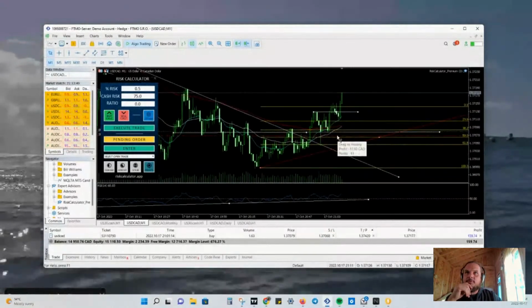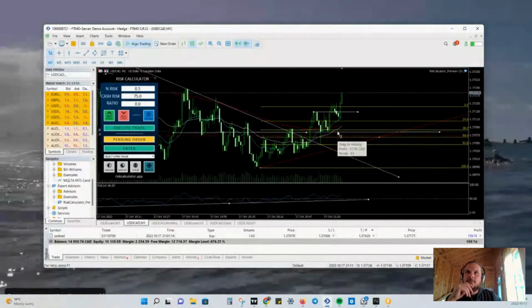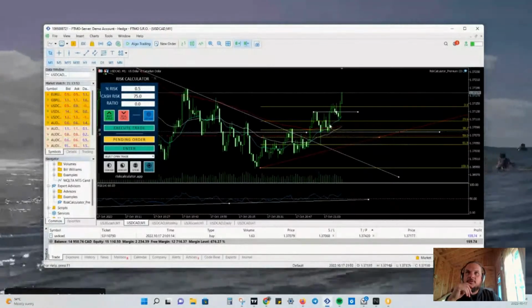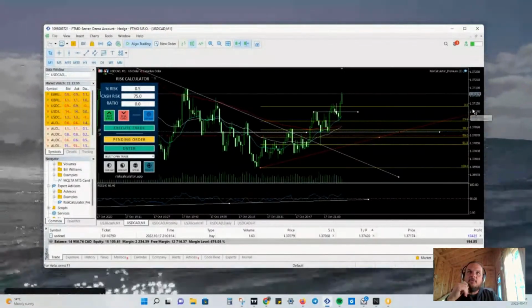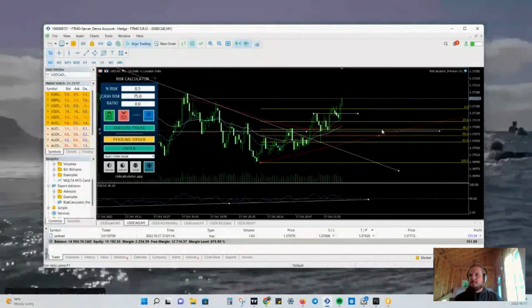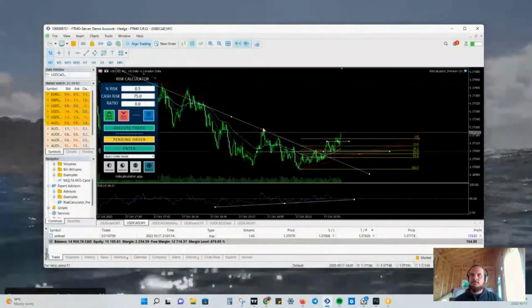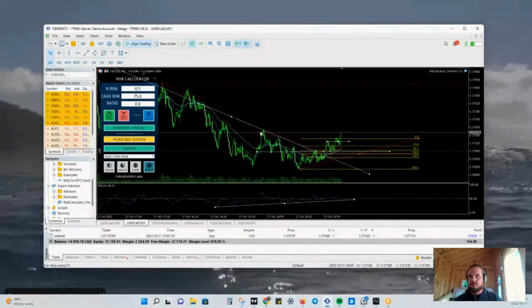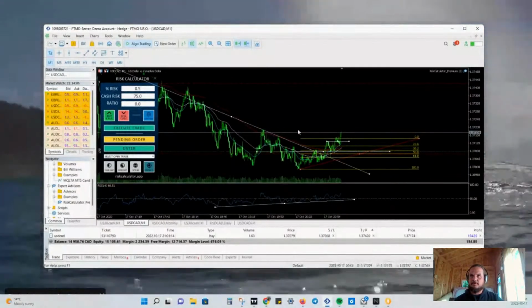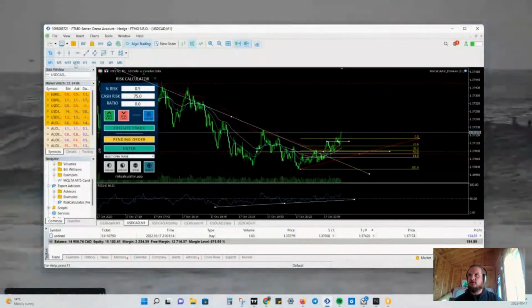I could bring my stop loss to somewhere in here. So either way, I'm in profit. This is a zone where we might get some resistance. I'm gonna watch that for sure. Let's draw the line.